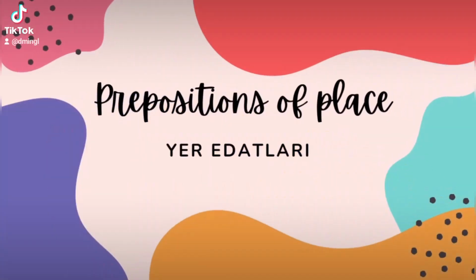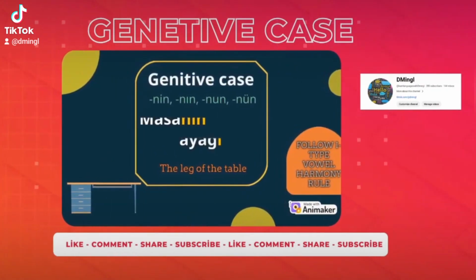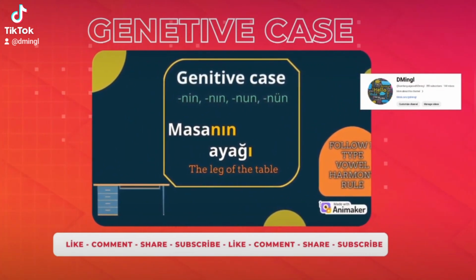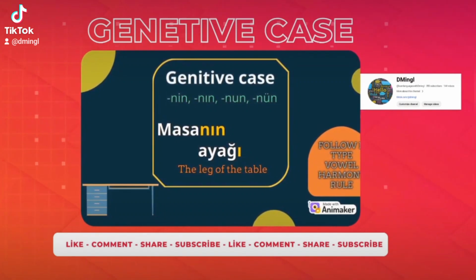In this lesson, you're going to learn the prepositions of place in Turkish. If you want to use the prepositions of place in a sentence, you need to use the genitive suffix. When we want to form the genitive case, suffixes nin, nın, nun, or nün are added to a noun or a pronoun. For example, masanın ayağı.